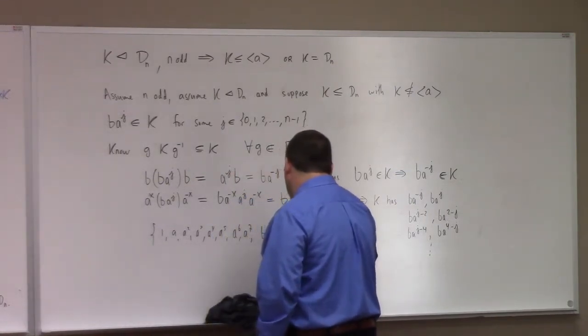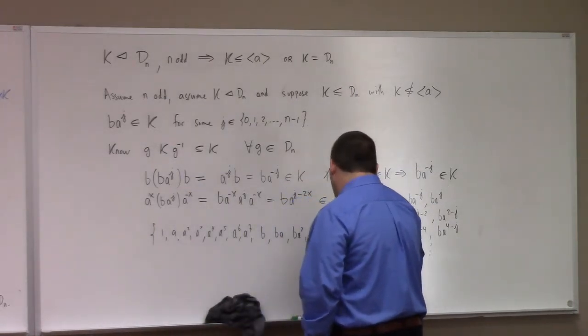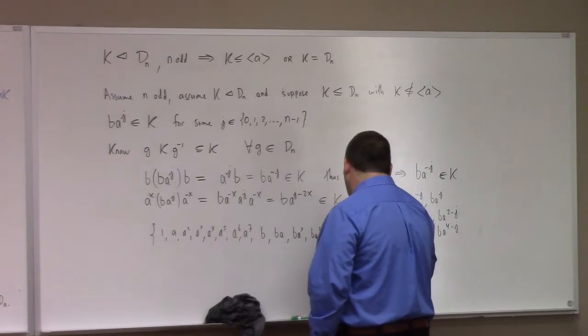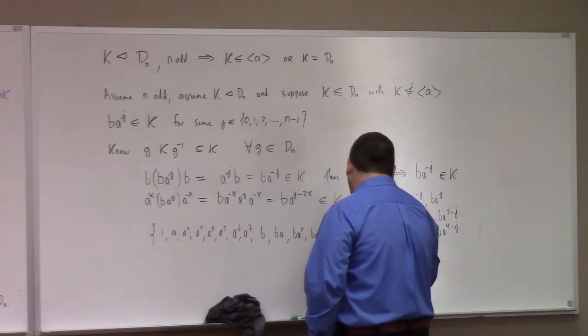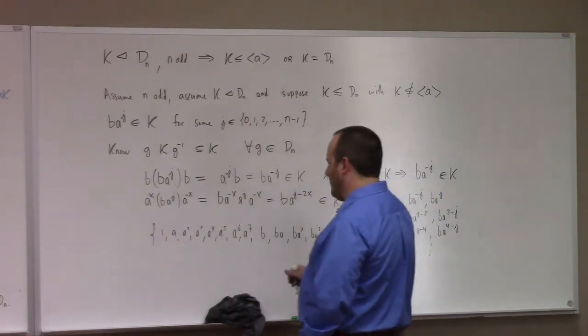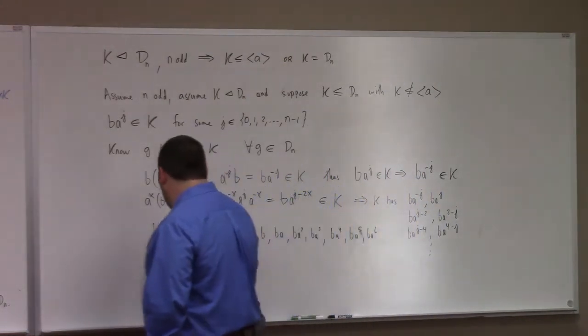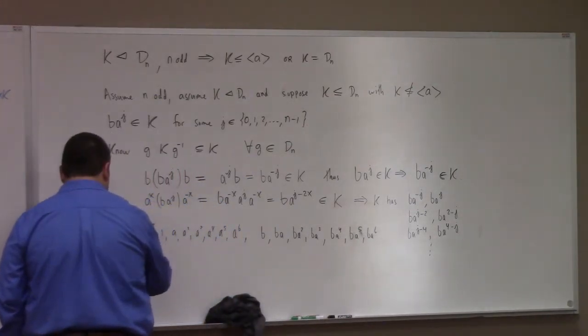ba, ba squared, ba cubed, ba to the 4th, ba to the 5th, ba to the 6th. Why did I put 7 there? It goes to a to the 6th, right? We've got a 1 over here. So here's D7 for you.